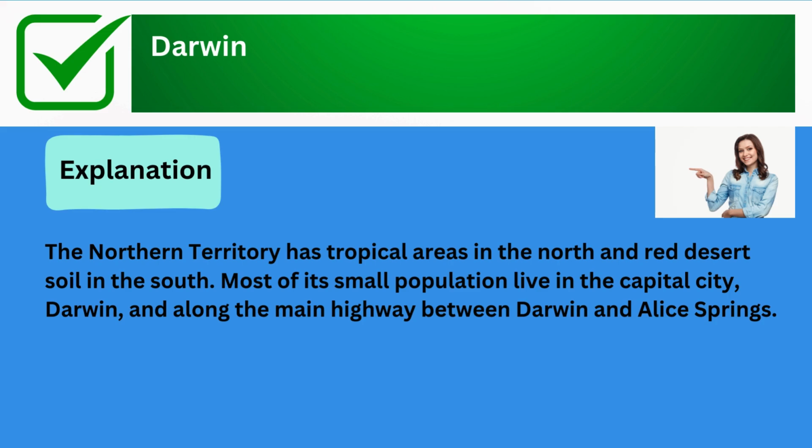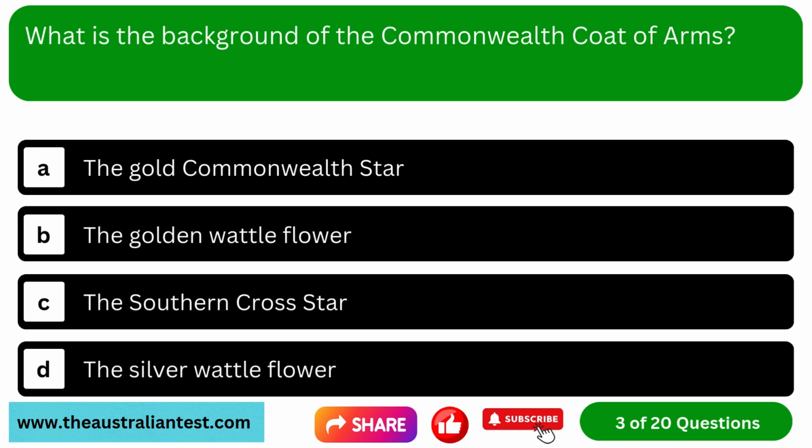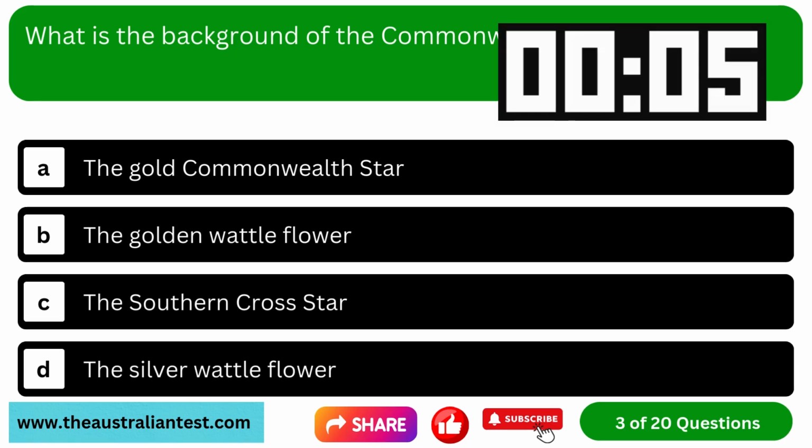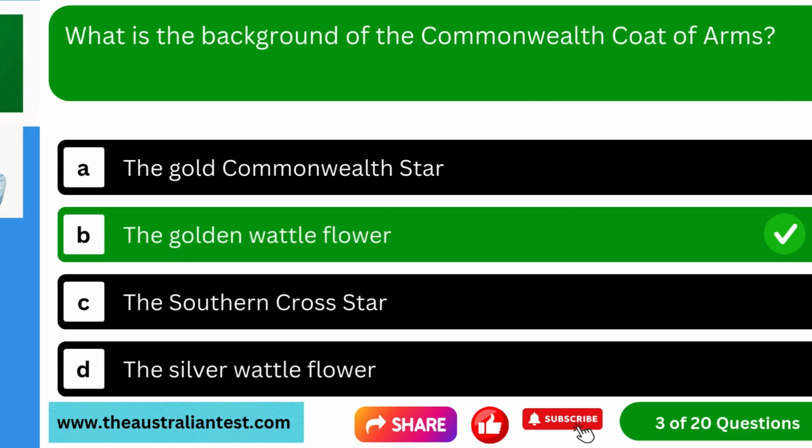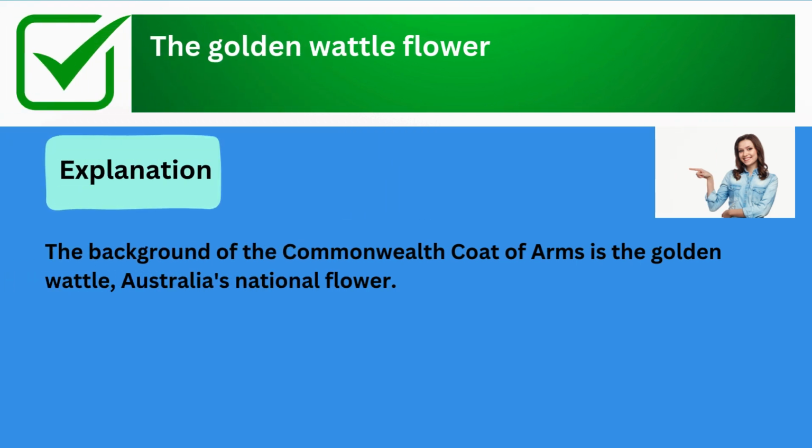Question 3. What is the background of the Commonwealth coat of arms? Option A, the gold Commonwealth star. Option B, the golden wattle flower. Option C, the Southern Cross star. Option D, the silver wattle flower. The correct answer is the golden wattle flower. Explanation: the background of the Commonwealth coat of arms is the golden wattle, Australia's national flower.